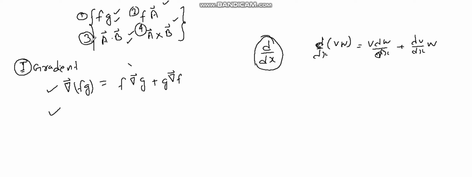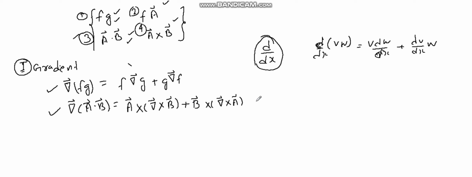The second formula is for this third case, del of A dot B. It's a long complicated formula, so let me write it: A cross del cross B, plus B cross del cross A, plus A dot del acting on B, plus B dot del acting on A. So this is a little bit complex formula, so let me explain it.